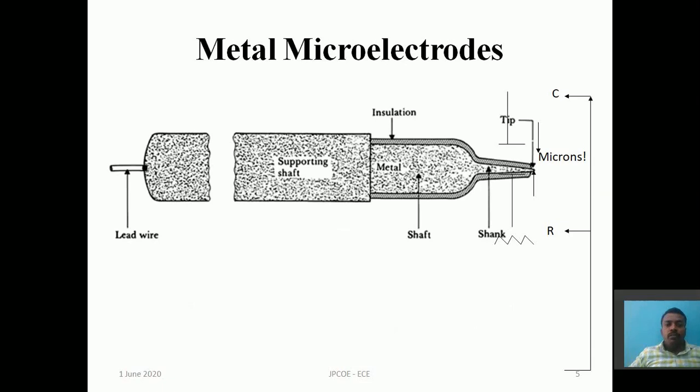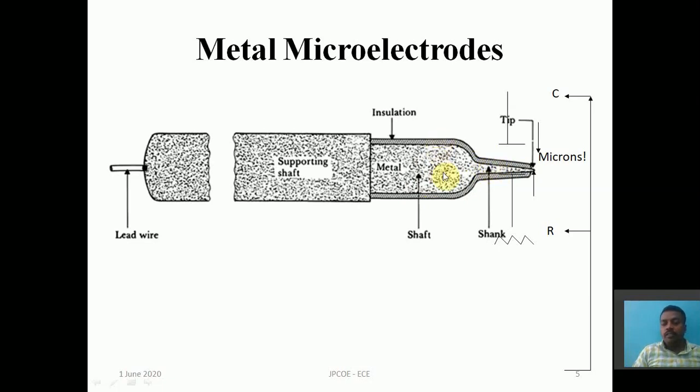First one, metal microelectrodes or solid metal microelectrodes. This is a diagram of the cross-sectional view of the microelectrode. This is a lead wire, used to connect with the amplifier. Then this is the body of the electrode, called the supporting shaft. This is the main shaft. Then this is the narrow portion of the microelectrode, called the shank. So the shank is a very narrow portion.